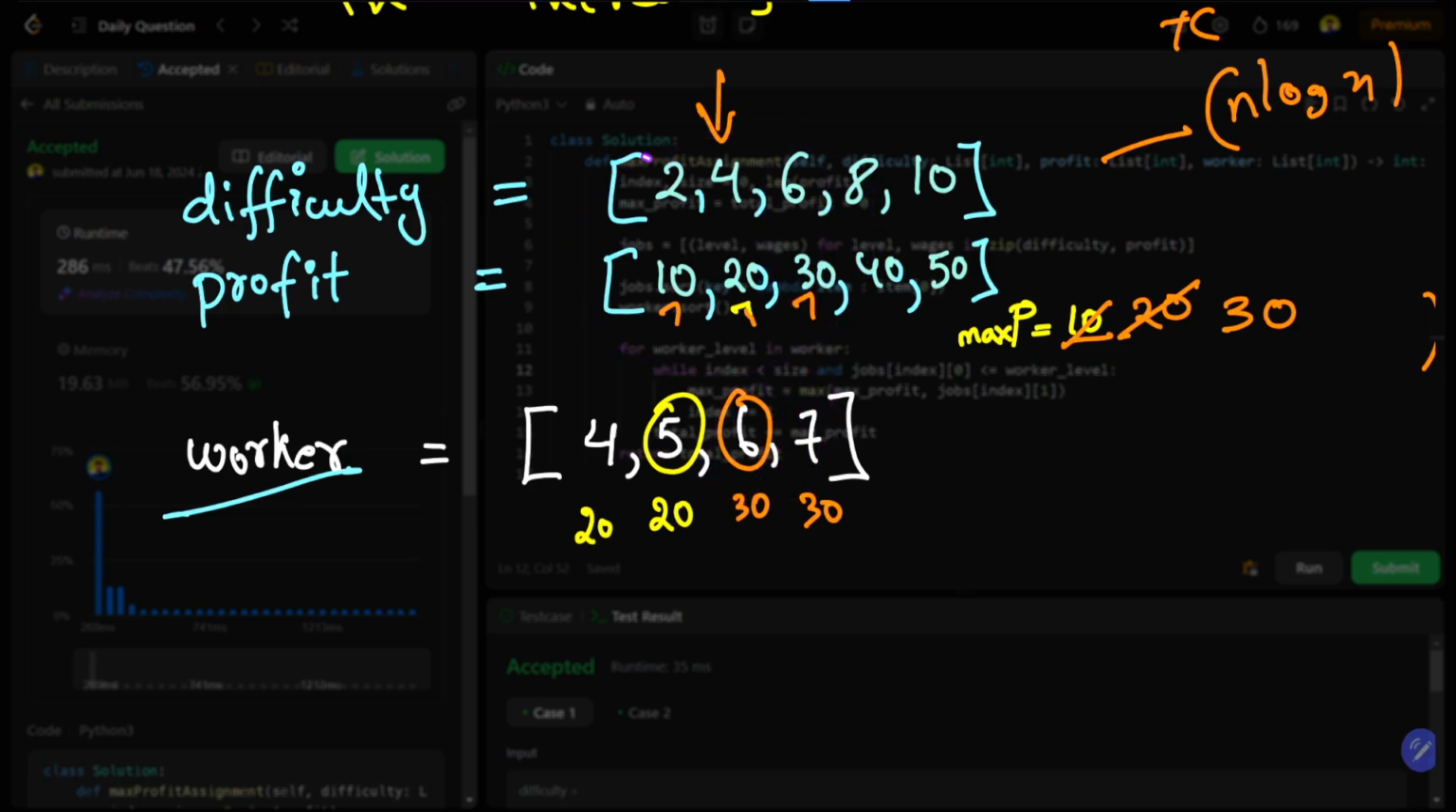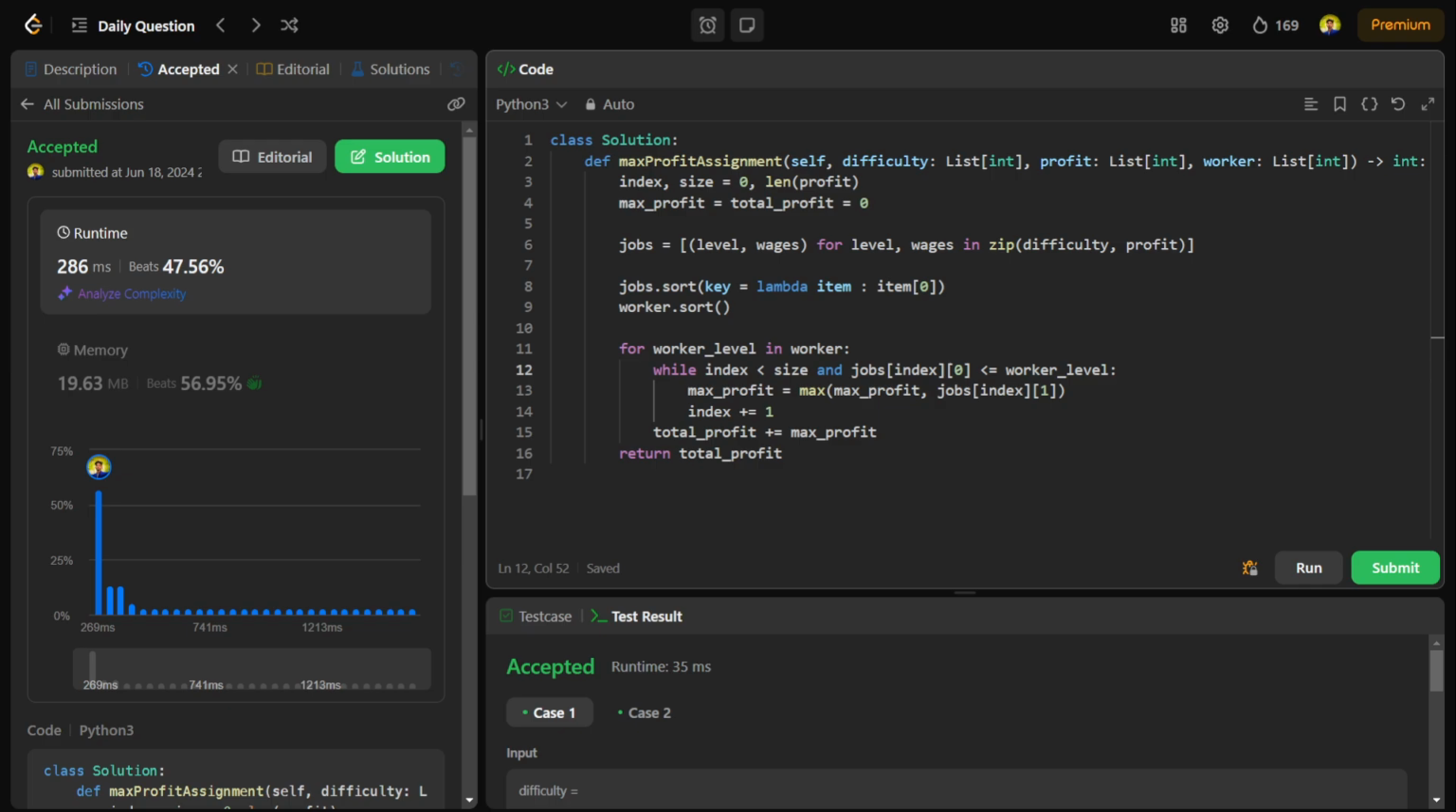So at most you can iterate over the job array once inside the for loop over the worker array. So for that case, it will be m plus n. For this final for loop, I'm using m plus n time complexity, where m is the size of the worker array and n is the size of the job array. Sorting the job array took n log n, and for sorting the worker array, I took m log m.